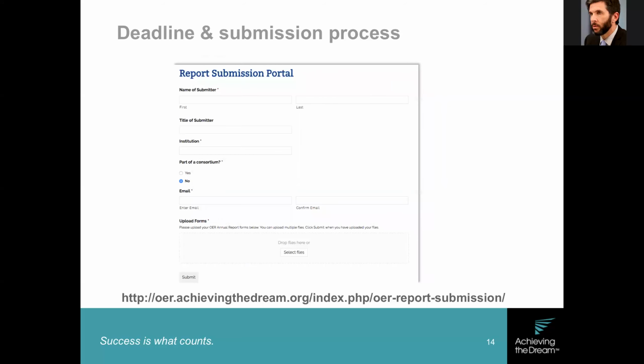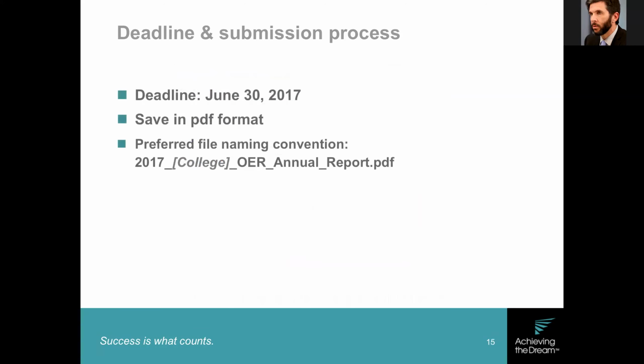All right. The best way is to actually go to the next slide. So the deadline is June 30th, so you have about a month to complete this. We ask that you save it in PDF format. We have a preferred file naming convention that just helps organize the files once we get them. Where the italicized college is, just enter your institution, and the rest would be the same for all the different reports.